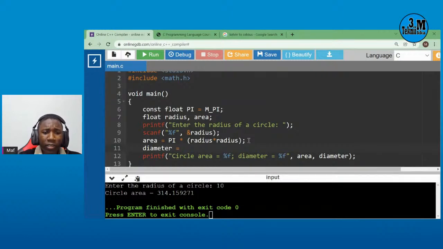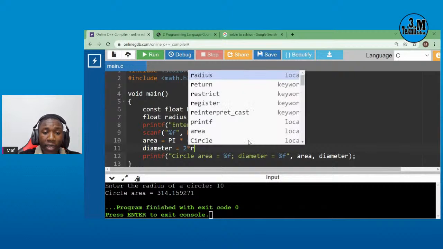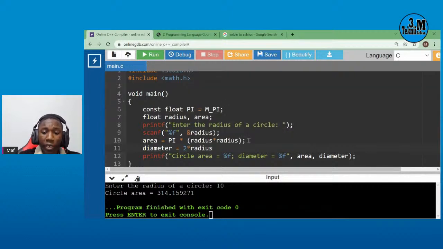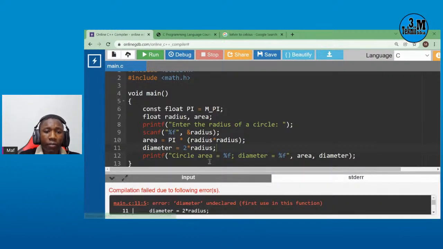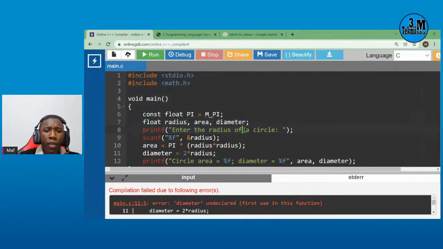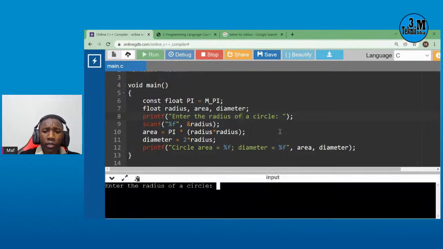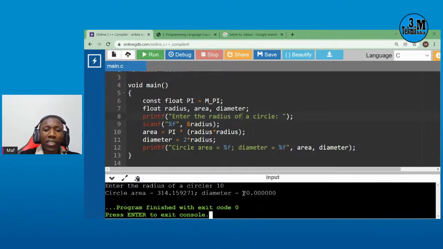The diameter is nothing but 2 multiplied by radius, or radius plus radius. This is the diameter. So let's try it out. I have a problem. The diameter is not declared here. All the variables you use in C must be declared by specifying their type. Okay, so that's fine now, I suppose. I have this, and the diameter is just the double of the number.